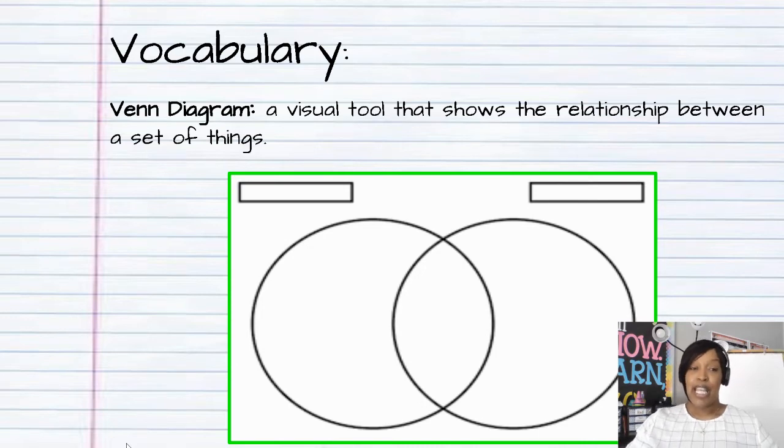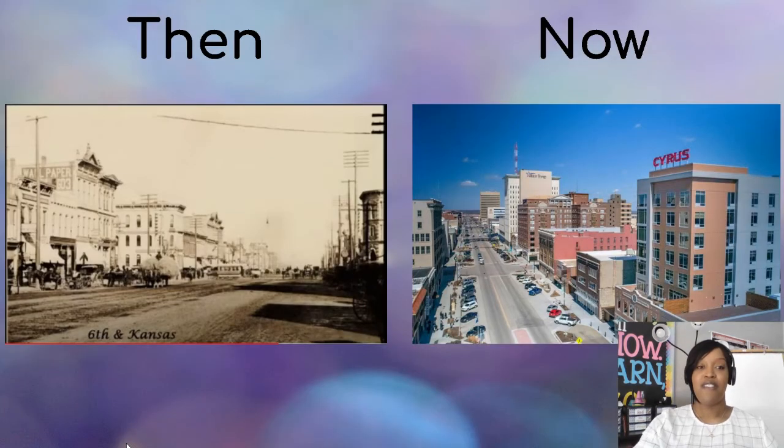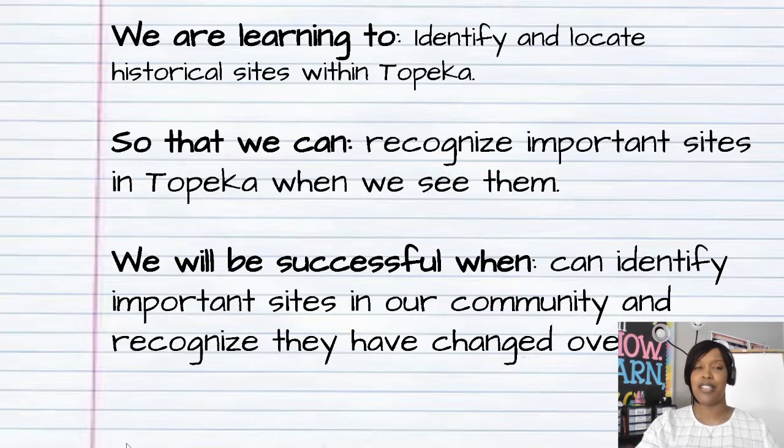In today's lesson, you need to know a very important vocabulary word, which is Venn diagram. A Venn diagram is a visual tool that shows the relationship between a set of things. So we are going to be comparing and contrasting Topeka then versus Topeka now. We're going to think about some of the things we saw that were different and some of the things that we saw that were alike. And you are going to use a Venn diagram to explain those differences and those similarities that we've seen between then and now.